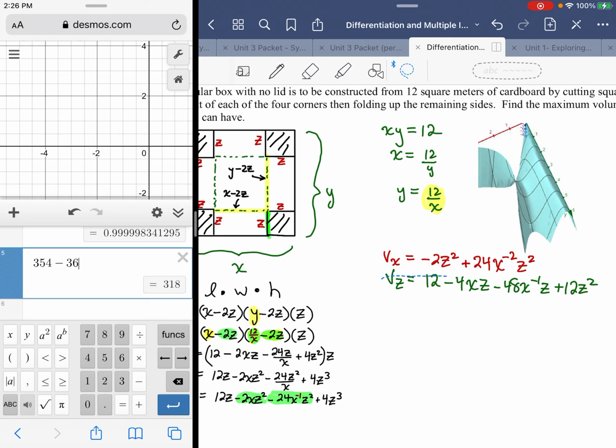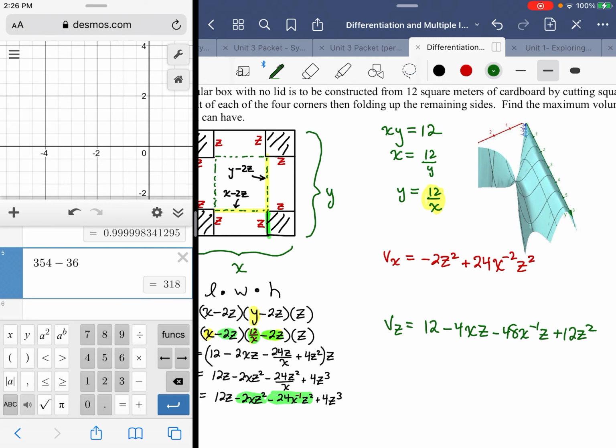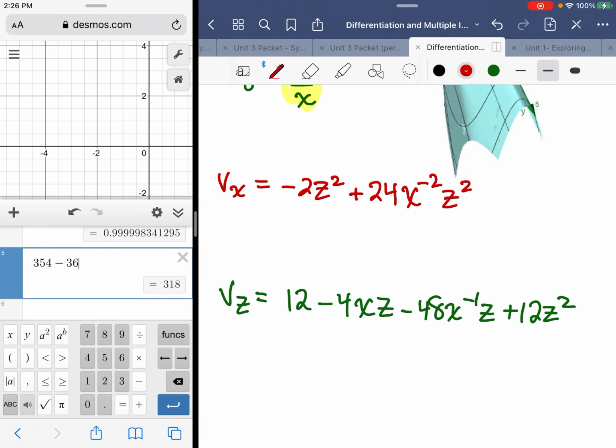Now I just need my second order partials of the mixed variety. So I'll get my v sub xx. Really the only thing that's relevant here would be this one. So we're looking at -48x to the negative third, and then we'd have z squared.